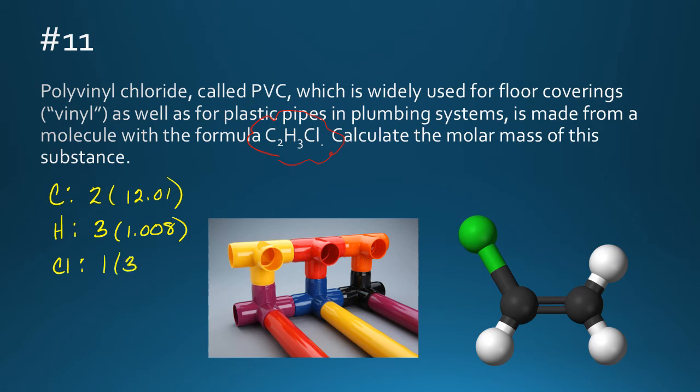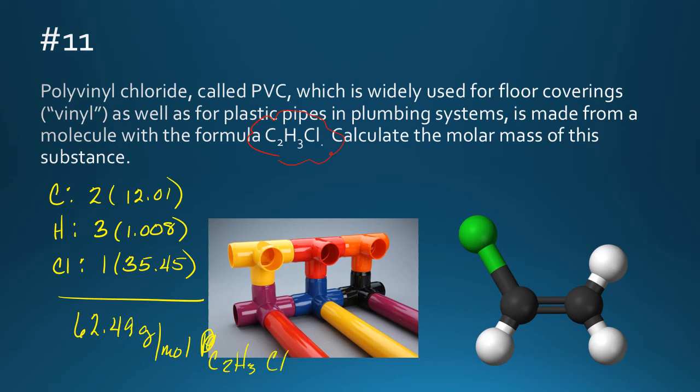All right. 35.45. Now we just need to add it up. So you end up with 62.49 grams per mole. That of PVC. Well, we should write C2H3Cl.